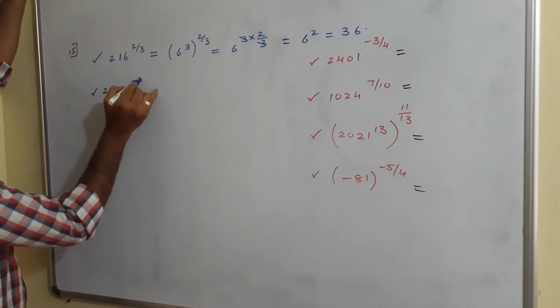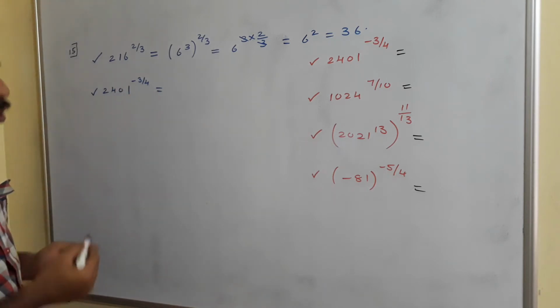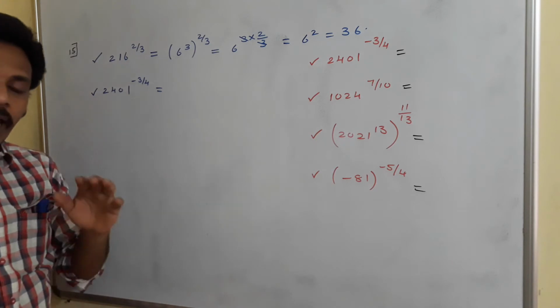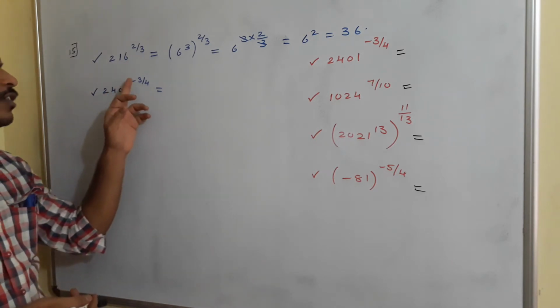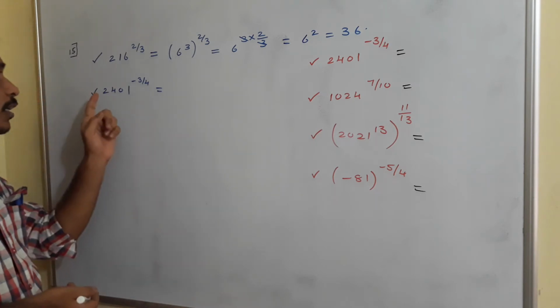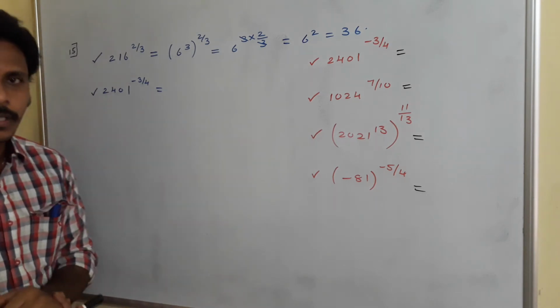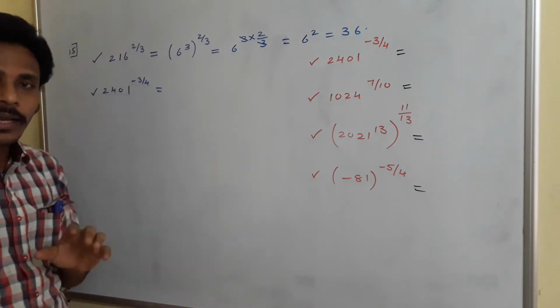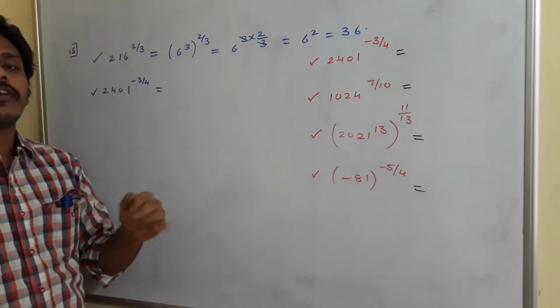2401 to the power minus 3 by 4, and how to answer? Again you just think about the power, which is minus 3 by 4, whose denominator is 4. And now observe the base 2401. To simplify, I need to rewrite this 2401 as an exponent with power 4.